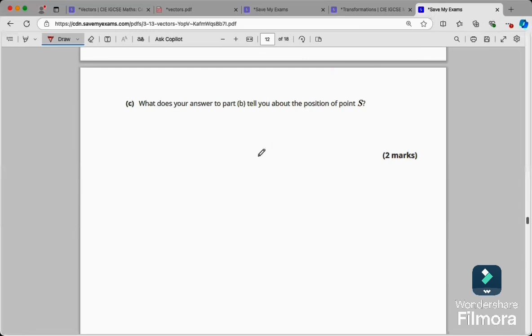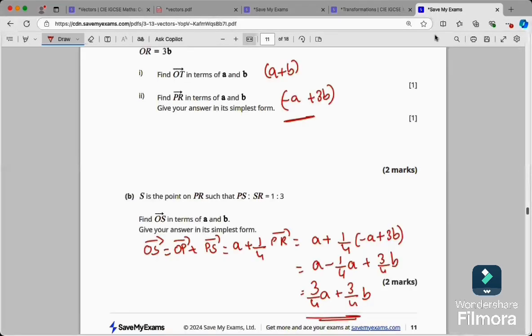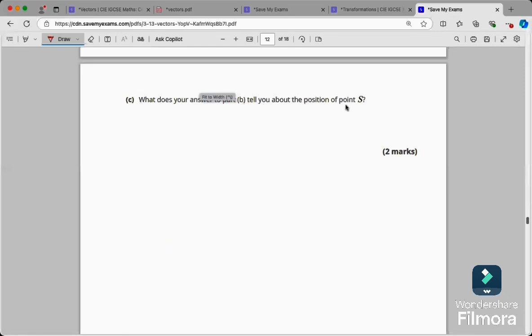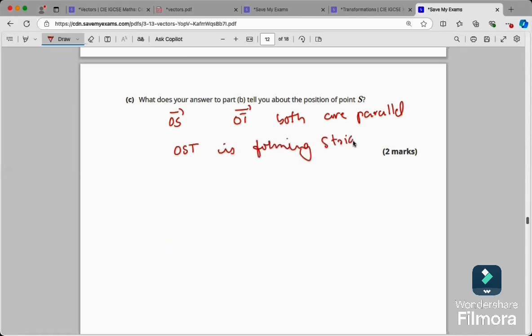What does your answer to the part B tell you about the position of point S? Position of point S, OS, right? So OS and OT, if you observe, they both are parallel. If any vectors are parallel, we can say that OST is forming a straight line, or you can also say they are collinear. Collinear means they're forming a straight line.